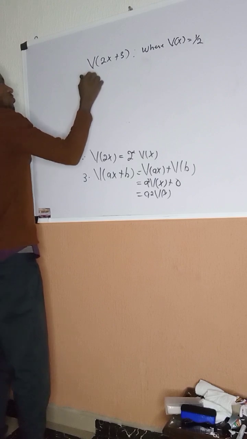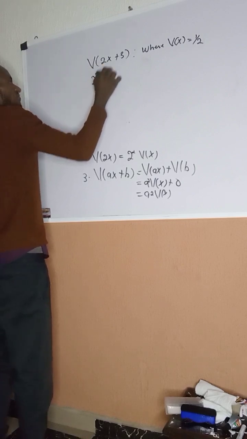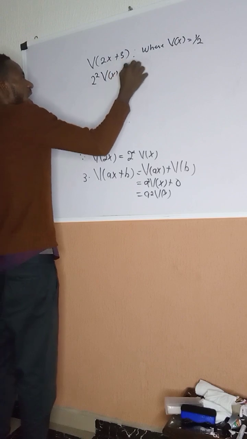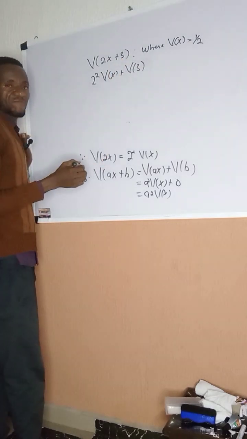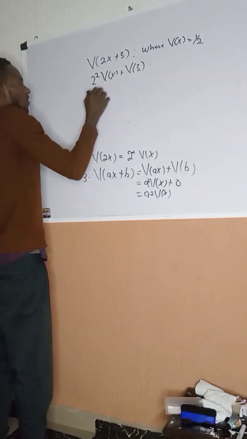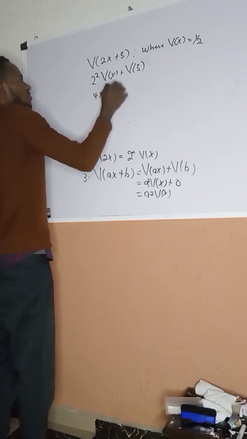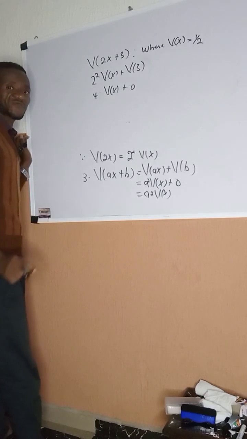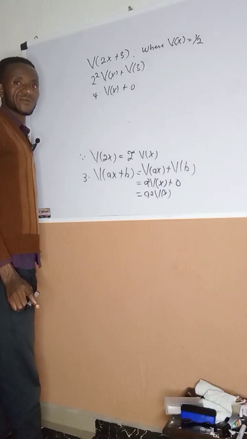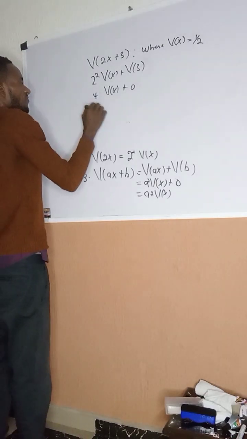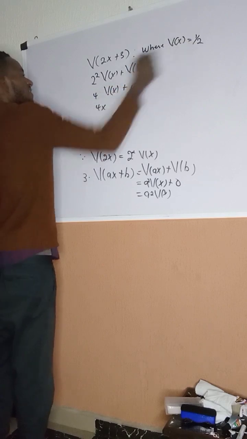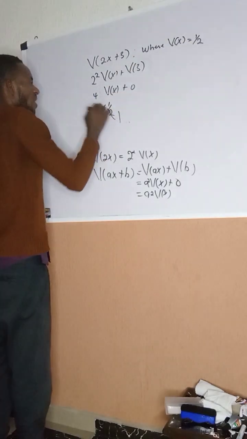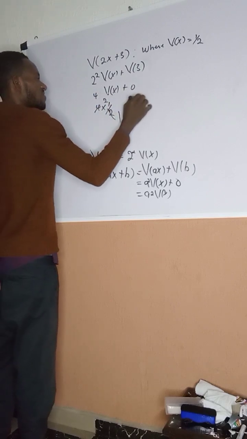This becomes 2 raised to power 2 Var(X), plus Var of 3. And then 2 raised to power 2 is 4 multiplied by Var of X, then plus 0, because variance of a constant is 0. So this thing becomes 4 multiplied by Var(X), which is given as 1 over 2. So 2 here is 1 and 2 here is 2. So this becomes 2.